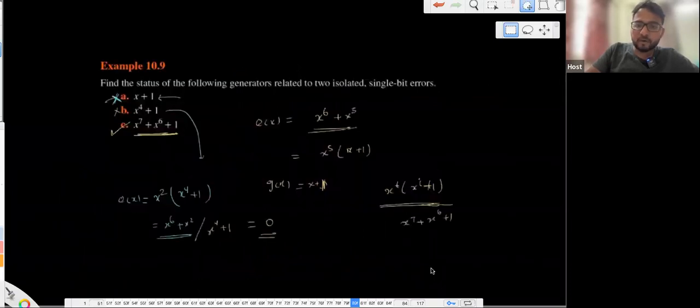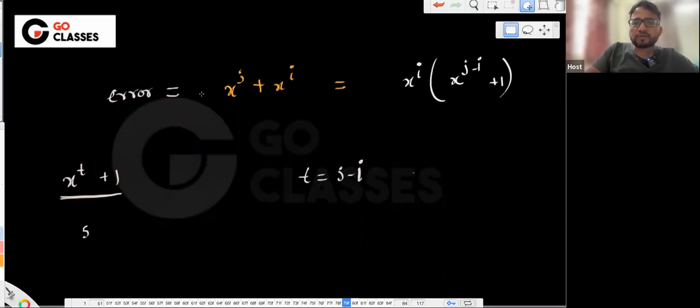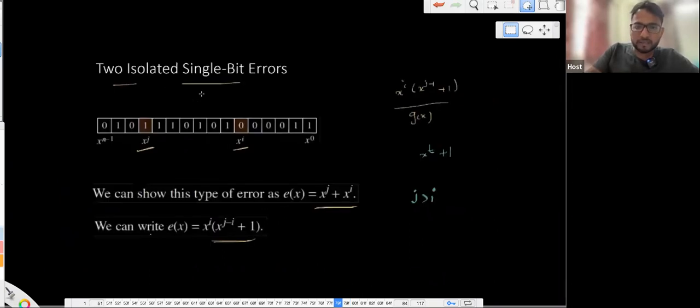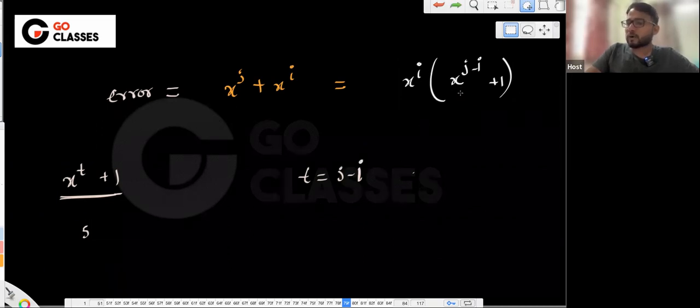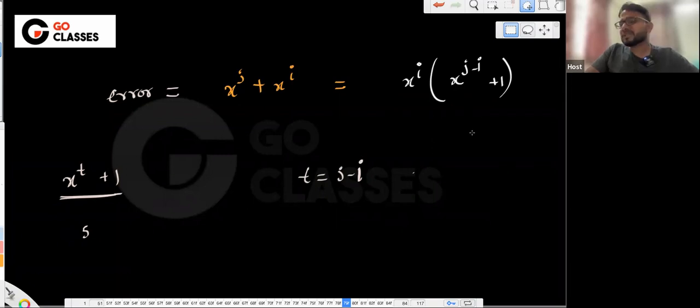Let's just see the slides. So they're saying find the status of the following. This is just one analysis that we did. Maybe I can say x power t plus 1 will not be able to divide it. It is anyway not dividing this x power i, but it will not be able to divide the remaining one, which is x power j minus i plus 1. If t is not equal to j minus i, it will not divide. If t equals j minus i, it will divide. Just some simple analysis, so that it helps us see what they are asking.